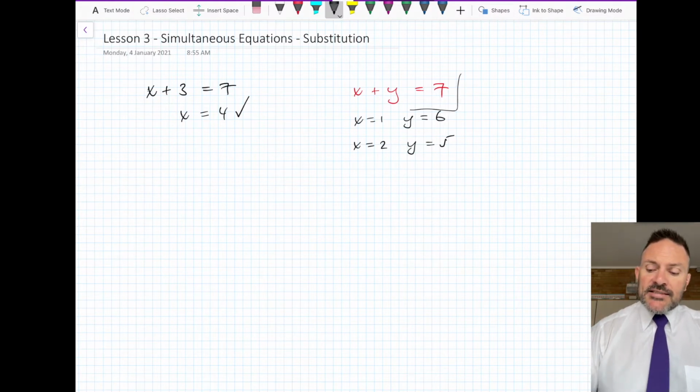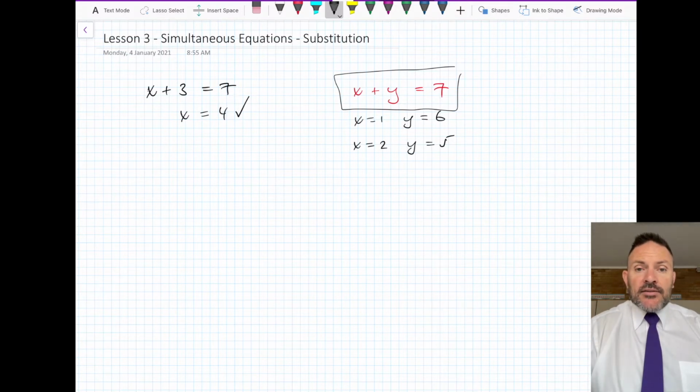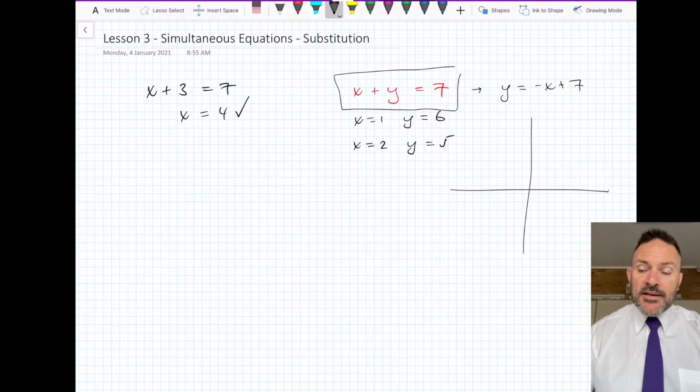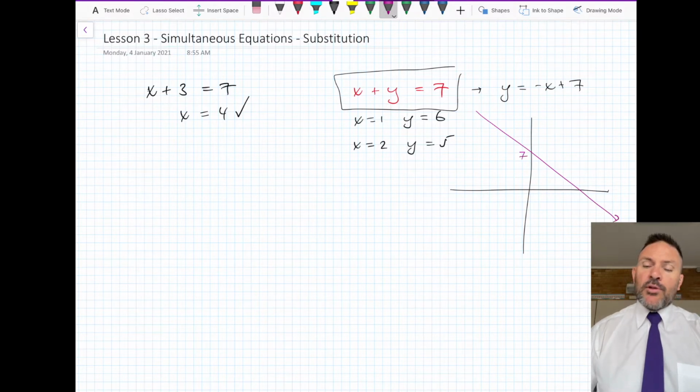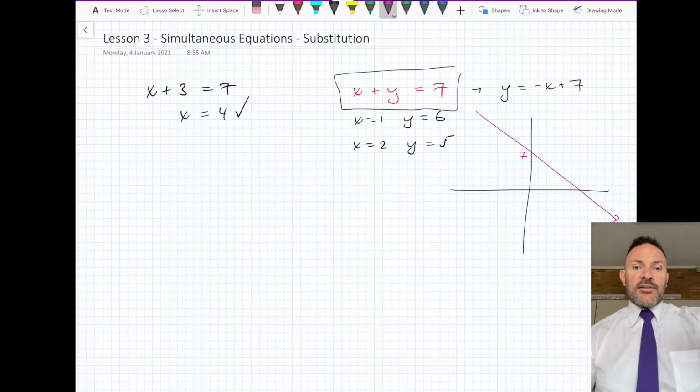So in this second style of question, what we need is another equation, because at the moment that is what we call a linear equation or a straight line. If I put it in the form of y equals minus x plus 7 and sketch that graph out, it will look something like this. It's a negative gradient and it goes through positive 7. You can see that there are so many different solutions on that line that go on forever.